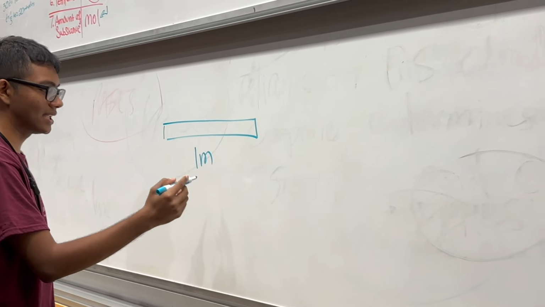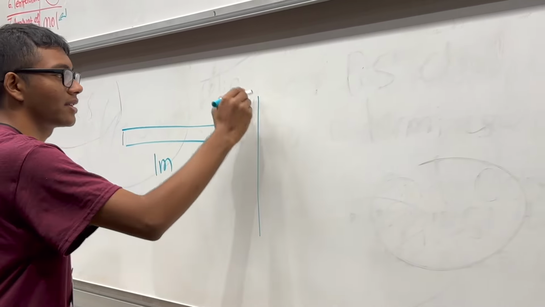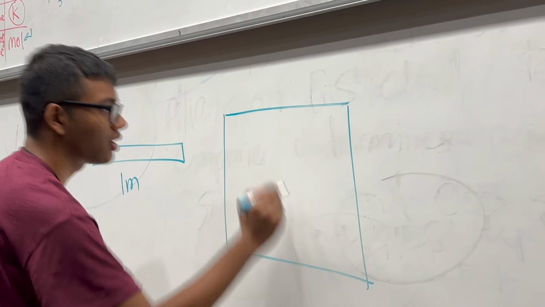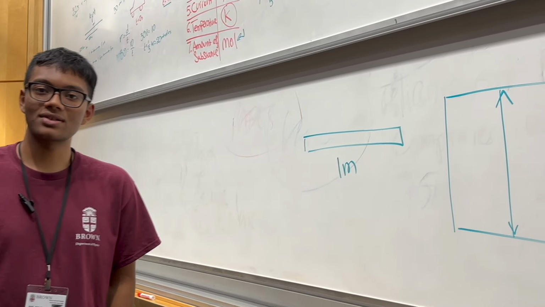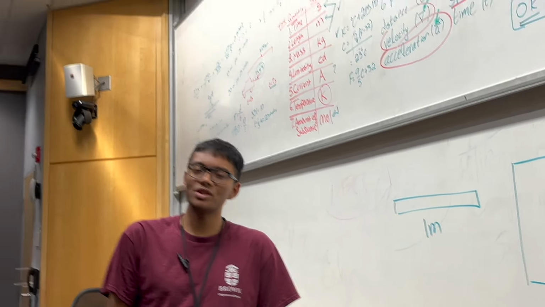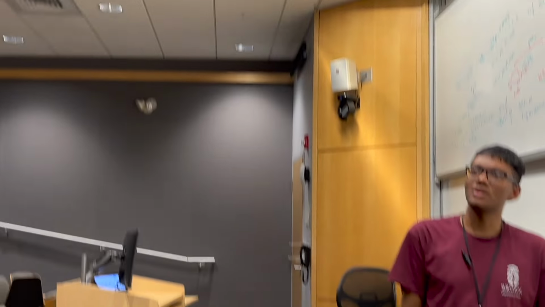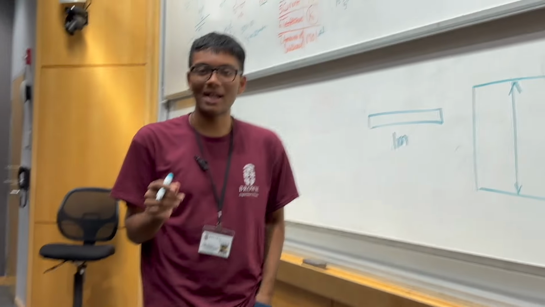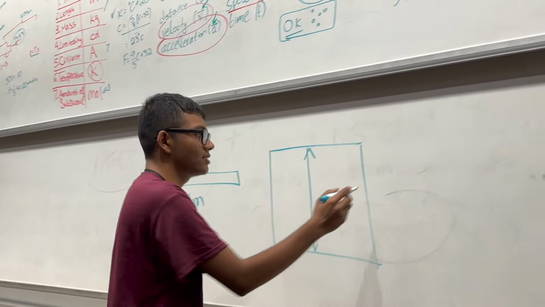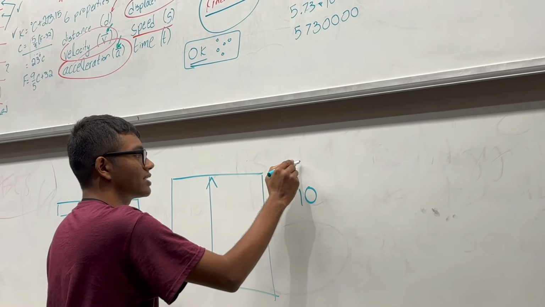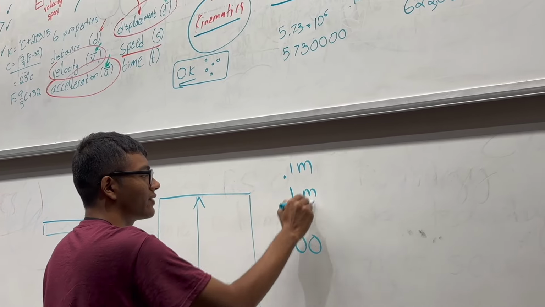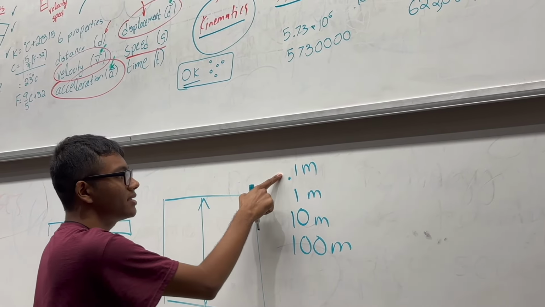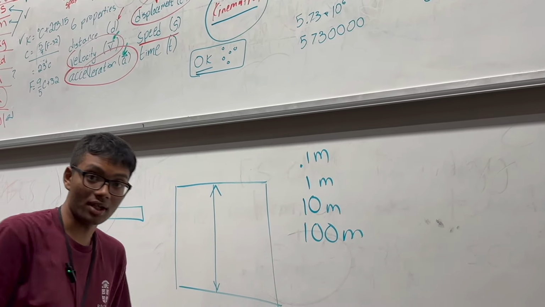If you have, for example, a classroom, and you want to know what is the height of the classroom, the height might be, for example, 2 meters or 3 meters. But that is not an order of magnitude. An order of magnitude has to use powers of 10. So, for example, you have to say that this classroom has a height of either 0.1 meters, 1 meter, 10 meters, or 100 meters.